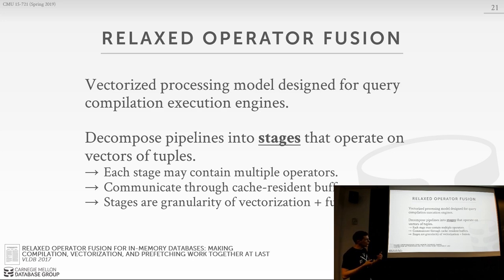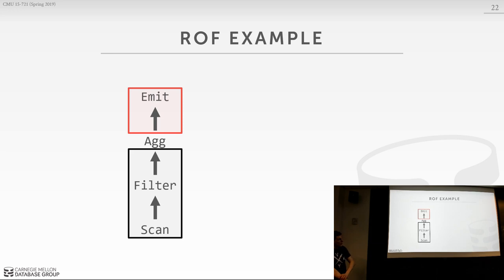In each stage, we can still have multiple operators. We're taking a single pipeline and breaking it up, and each stage is going to have multiple operators. So it's not like we're going back to the Volcano approach, the iterator model, where we have one tuple or one vector per operation. We can do a bunch of stuff. And just like in Hyper, we're not going to be able to pass data through registers, but now we'll be able to at least pass it in our caches, and that'll be just as fast.